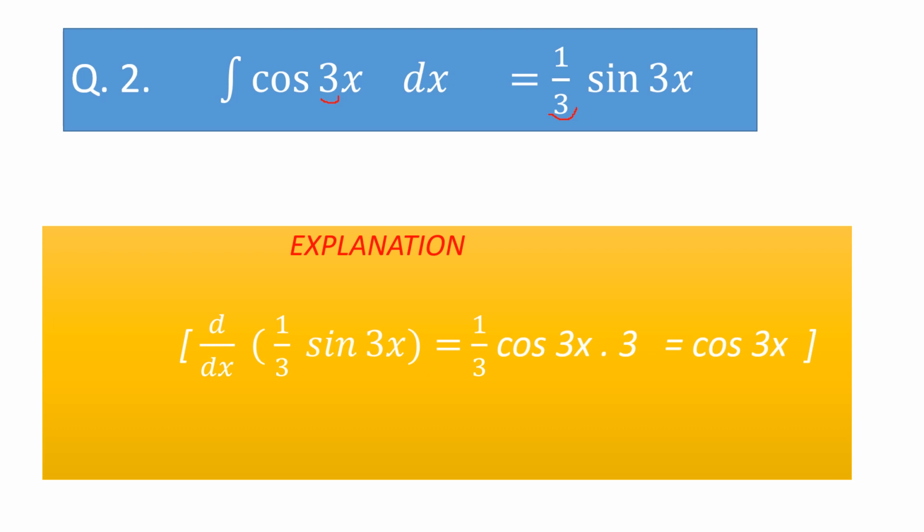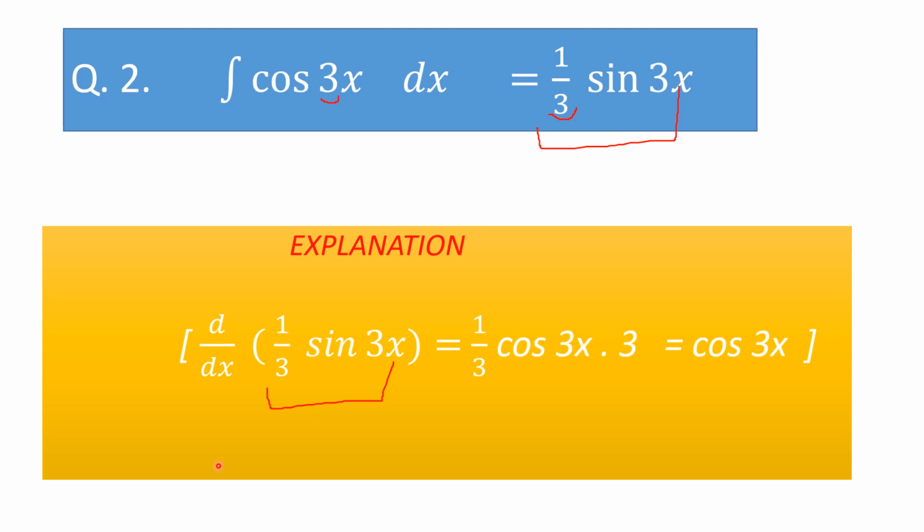Now just to elaborate and make the thing more clear, I will be calculating the derivative of 1 upon 3 sine 3x, which I have picked up from the answer which I calculated here. See, this is what I told you is going to be the answer, and I'm going to calculate the derivative of this statement. What is this?